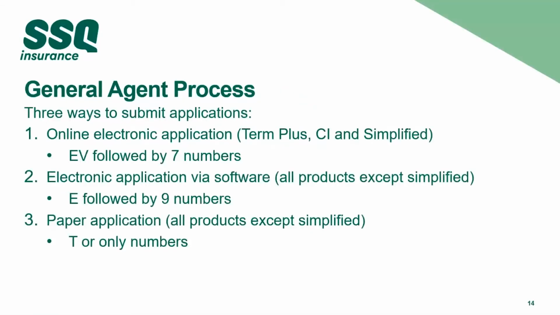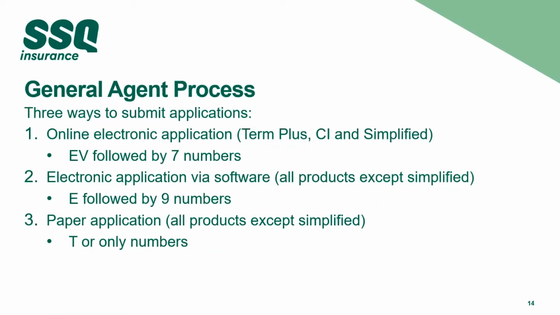All right, so the advisors, I'm moving on to the general agent process. I just want to remind you, the advisors have 3 different ways to submit applications to SSQ. So by looking at the beginning of the application number, it's a good way to differentiate the applications. So if you see an application that starts with EV, it could be a traditional product sent via the e-app or the simplified or guaranteed product.